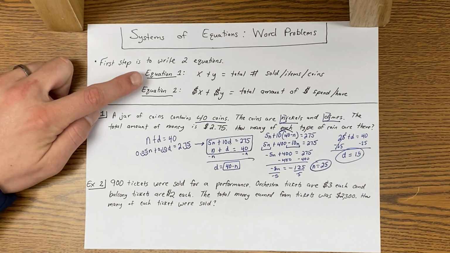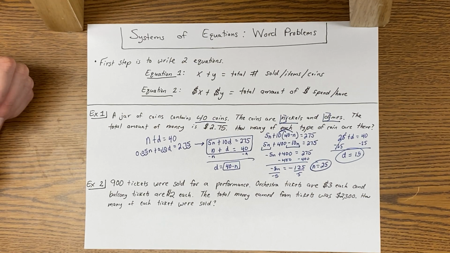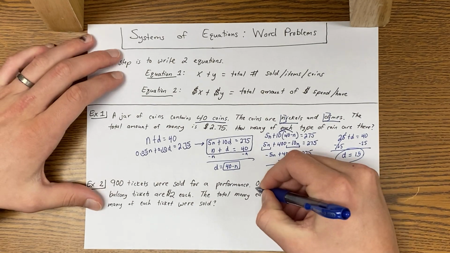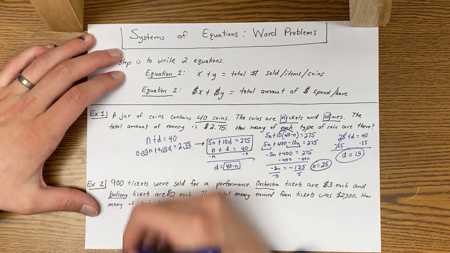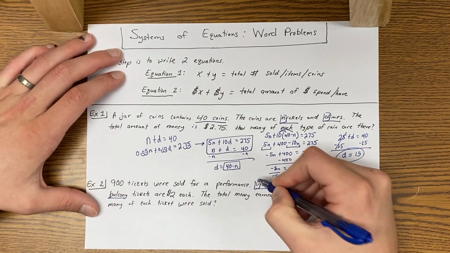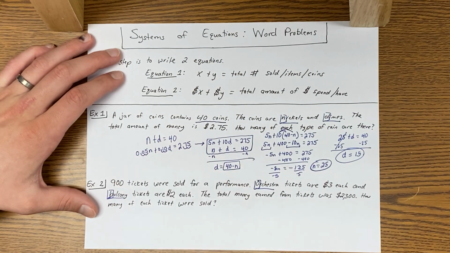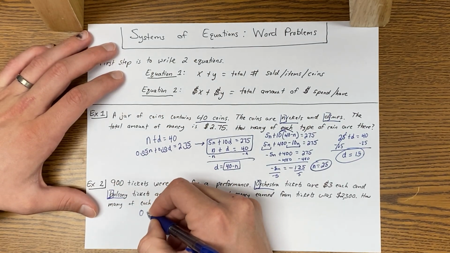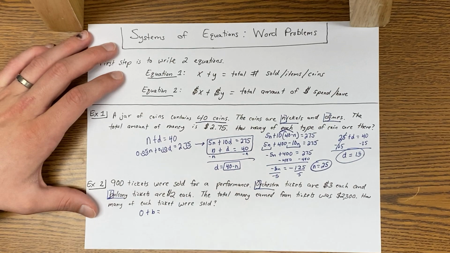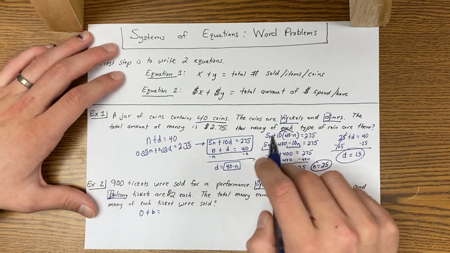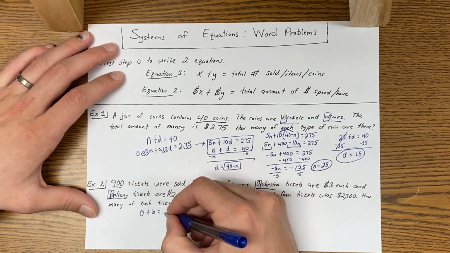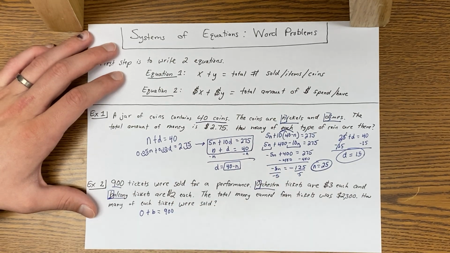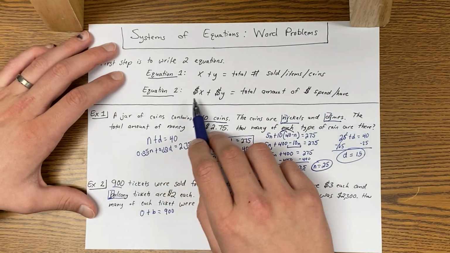Okay, equation number 1, x plus y. So what are the two things they want us to find? Types of tickets. Orchestra tickets and balcony tickets. So I'm going to use O for orchestra and B for balcony. So I know we have O plus B equals, now total number sold, 900. 900 were sold.